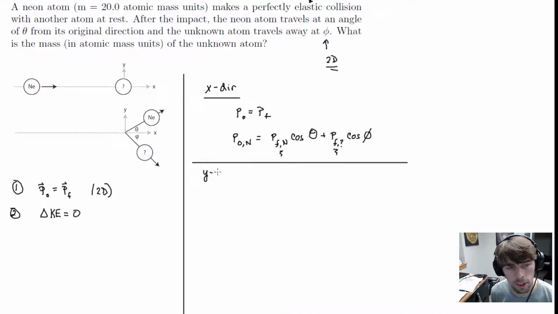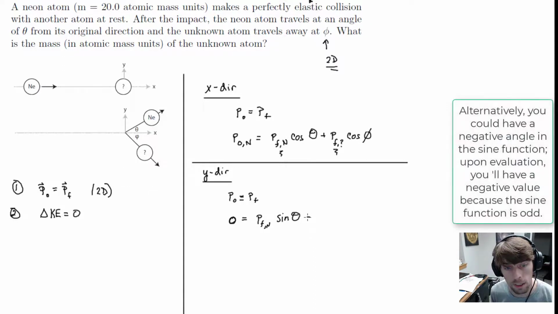Let's go for the y direction. Say P naught equals P final. Here, the initial momentum in the y direction is 0, so I put in 0. That will be equal to the final momentum of the neon, and here, instead of cosine, I need to use sine of theta. Second, we notice that the momentum of the unknown particle is moving in the negative y direction, so I better put a negative sign there: minus P final, question mark, times sine of phi. Boom. We're two thirds of the way through the physics already.